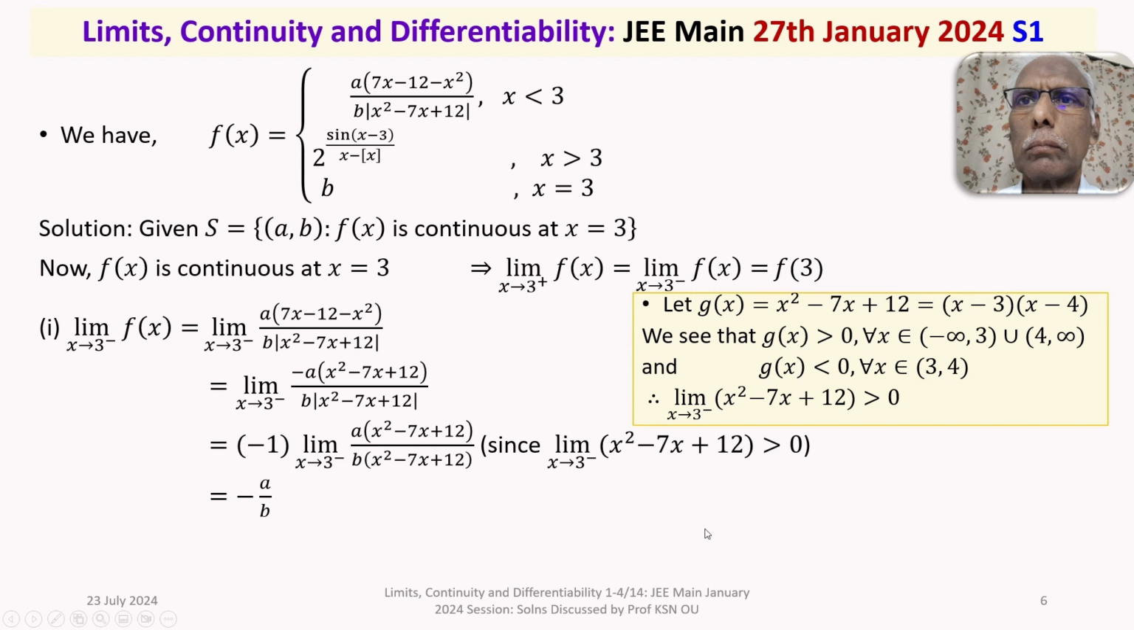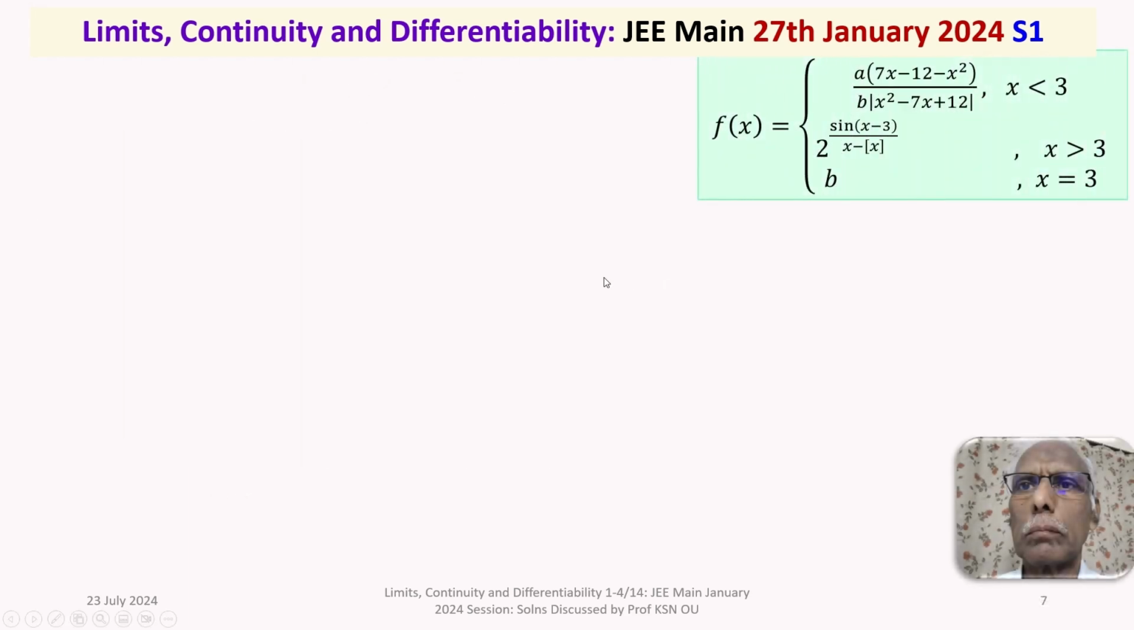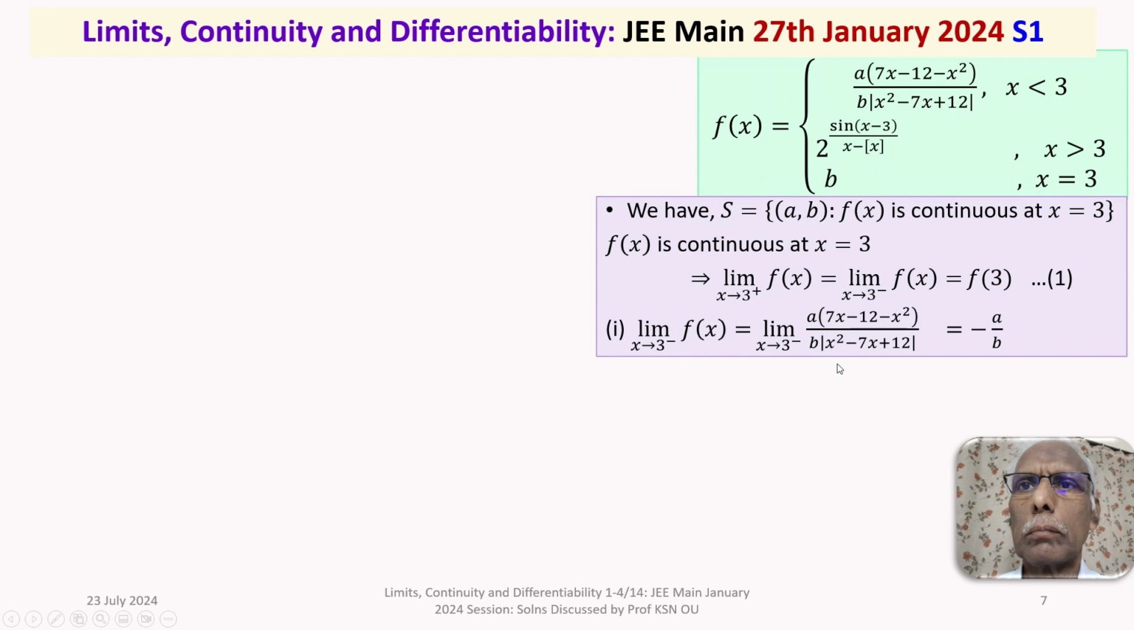Now, the limit as x tends to 3 plus, that is the right limit, we'll do in the next slide. So that is our f of x, that's what we have done so far. Now, the limit as x tends to 3 plus, that is the right hand limit of f of x, is equal to the limit as x tends to 3 plus of, in this case, 2 to the power of sine of (x minus 3) by (x minus [x]).